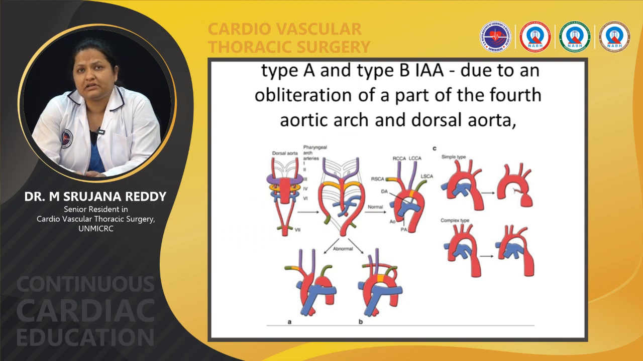It is postulated that the embryology behind the interrupted aortic arch is probably due to the obliteration of the fourth part of the aortic arch and the dorsal aorta, as you can see in the diagram.